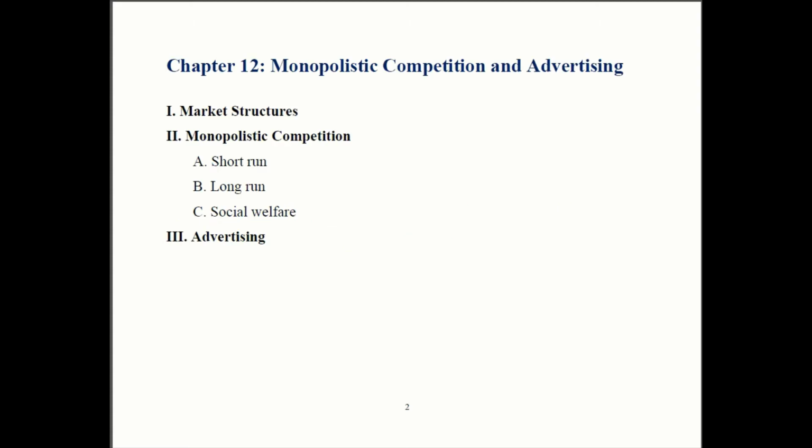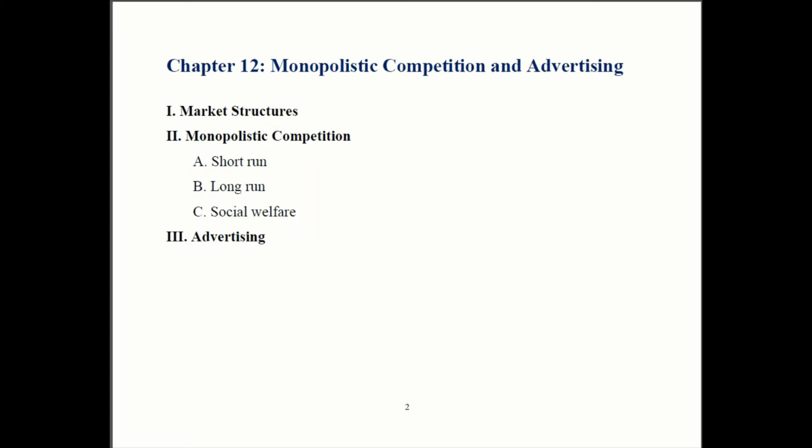So the first thing we'll do in this chapter is look at different kinds of market structures. One market structure is perfect competition. We learned about that already in a previous chapter. Another kind of market structure is monopoly, where there's only one seller. We learned about that also in a previous chapter. Now there's two cases that are in between those two extremes, and one of them is called monopolistic competition. We'll learn about the other one in the next chapter, chapter 13, which is about oligopolies.